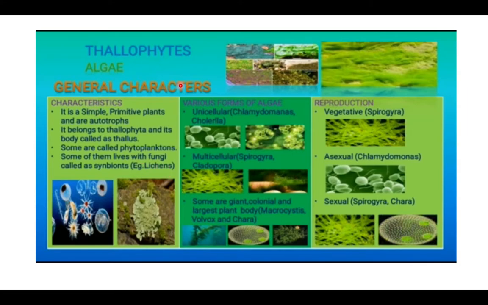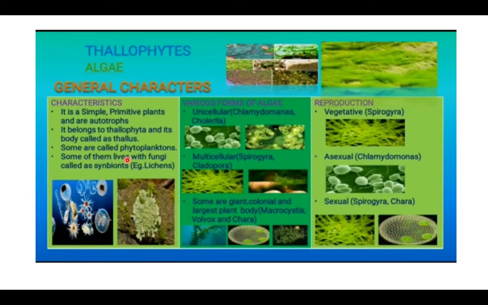The general characteristics of algae: they are simple, they are primitive plants and they are autotrophic in nature. Why is it autotrophic? It contains chlorophyll pigment to prepare its own food with the help of sunlight. It belongs to Thallophyta and the body part is called thallus. And some are called phytoplanktons. Very few algae can survive in wet soil. Especially, algae need a moist area for growth. Some of the algae are very minute and can float over the surface of the water, so they are called phytoplanktons.